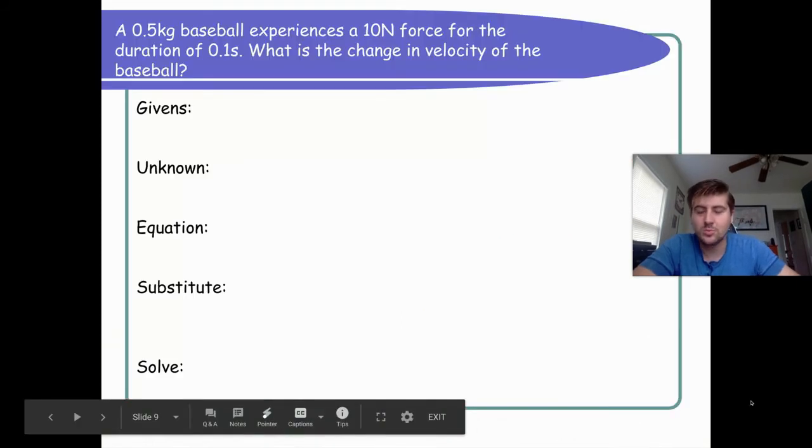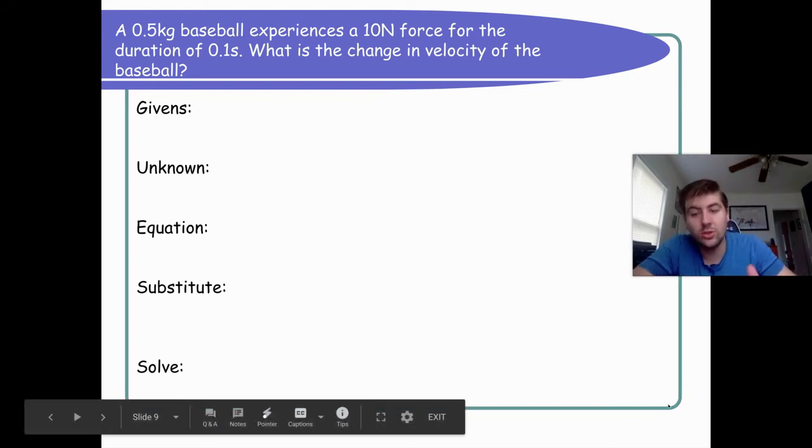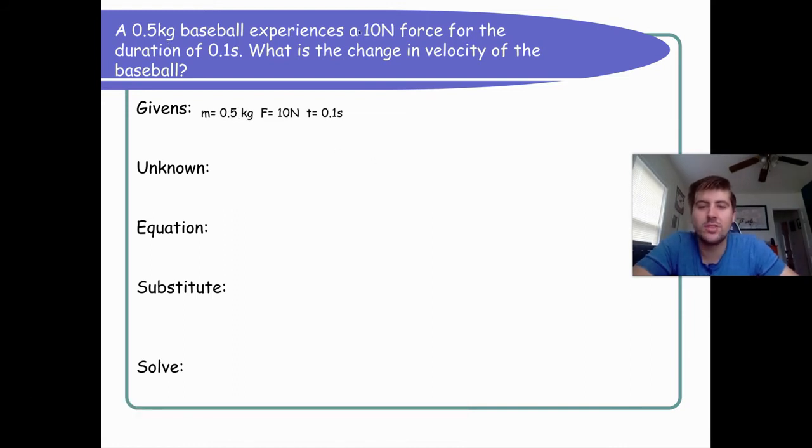Okay. So let's look at a problem that deals with this impulse momentum theorem, and the equation that we have with it. We've got a 0.5 kilogram baseball that experiences a 10 Newton force for the duration of 0.1 seconds. It's asking us what is the change in velocity of the baseball. So we need to use our GUESS method here again. What are our givens? Well, it looks like they gave us the mass of the baseball. They gave us the force that the baseball is experiencing and the amount of time that it's experiencing it. Okay, and the unknown is what it's asking for, that change in velocity. What is the change in velocity of the baseball?